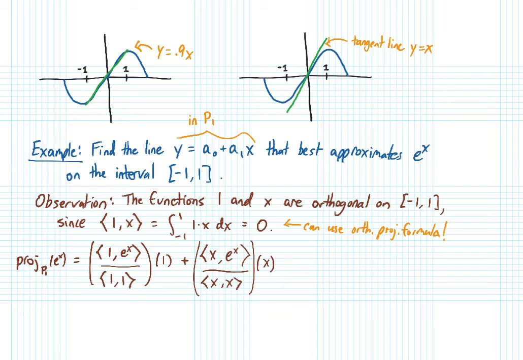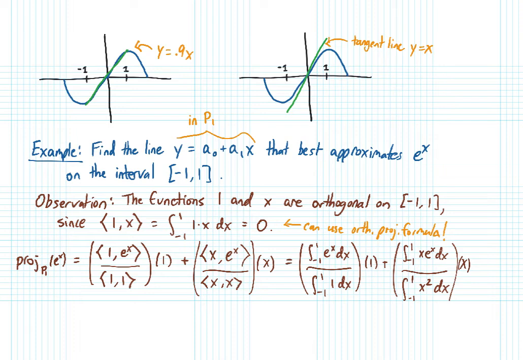And so just to be clear about what we're doing here, the space of all lines is P1. And so what we're calculating here is the orthogonal projection of e to the x onto P1. And so this is the formula for that orthogonal projection, using the fact that 1 and x is an orthogonal basis for P1. And so now it's just a matter of calculating.